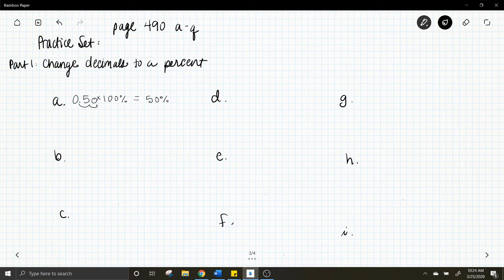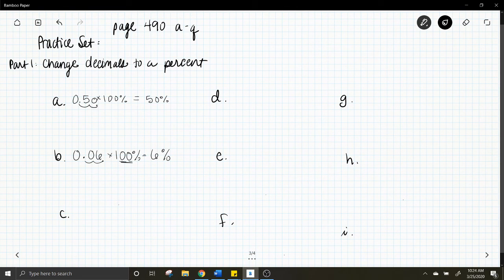Okay, letter B, I'll do that one with you as well, and then I'll give you a moment to work these out. 6/100 times 100%. Because we're multiplying by 100 and that has 2 zeros, we're going to move our decimal to the right 2 places. So that would give us 6%. So really this first section is pretty simple. Just make sure you're moving your decimal over 2 places and writing your answer as a percent. So please take a few minutes, or however long you need, to fill those out, and then I'll go over the answers with you. Okay?